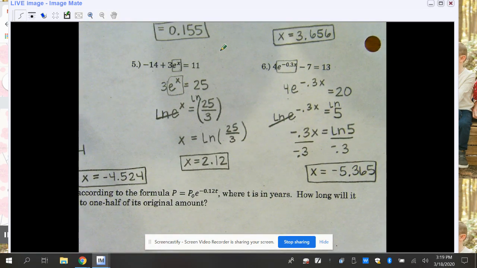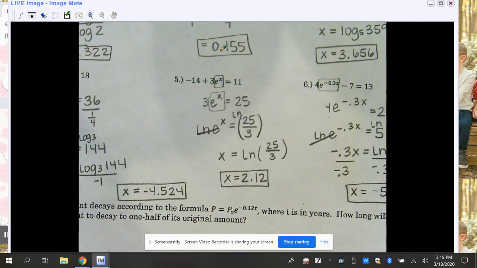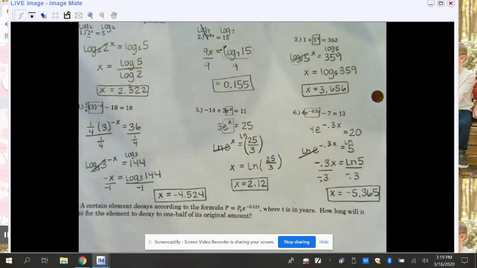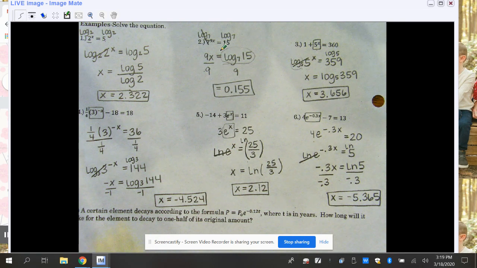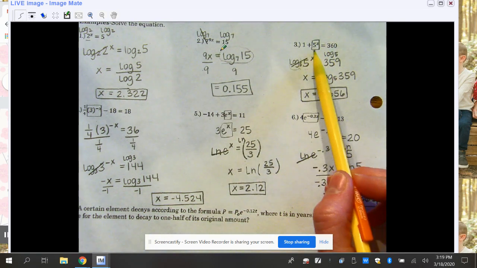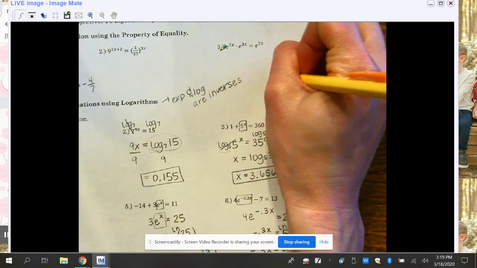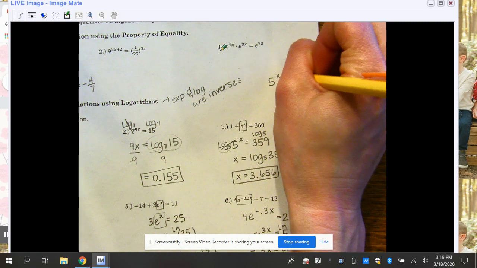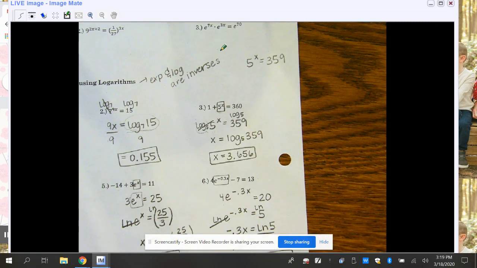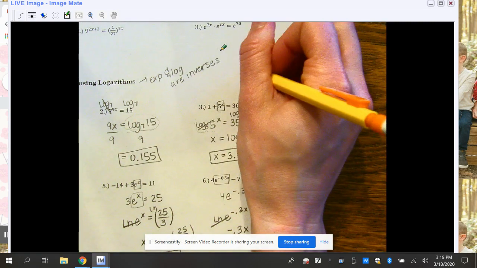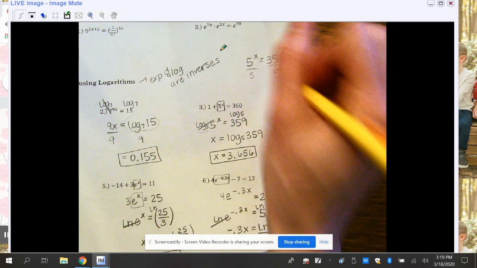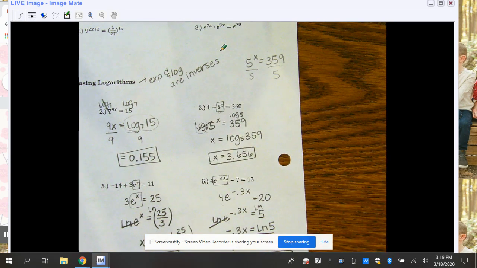So again, our goal is to get the exponent by itself. What a lot of people want to do here, and I'll show you on the back, is see something like this, and their eyes see 5x. So they'll divide by 5 and get x. Well, division undoes multiplication. This is not what's happening here.